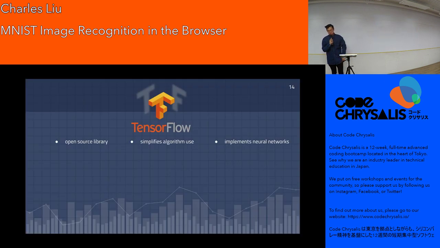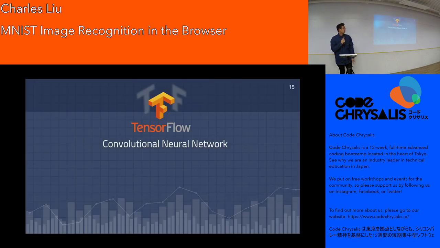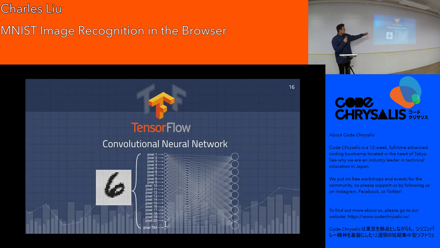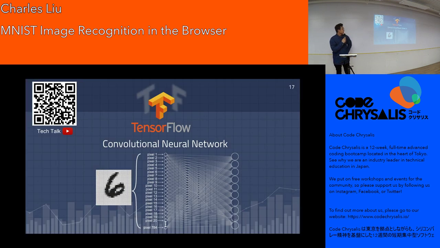The cool thing about TensorFlow is that it's an open source library, completely free, and it simplifies algorithm use. I don't understand algorithms, but I made something with it. And then it implements neural networks. The one I'm using specifically is a convolutional neural network, which is basically this. You get a picture, you split up the pixels, and then you turn it into something using a bunch of math. So in this example, there's 10 classes at the end, 0 to 9. I actually gave a tech talk about this. I'll keep the QR code open if you want to learn more about it.